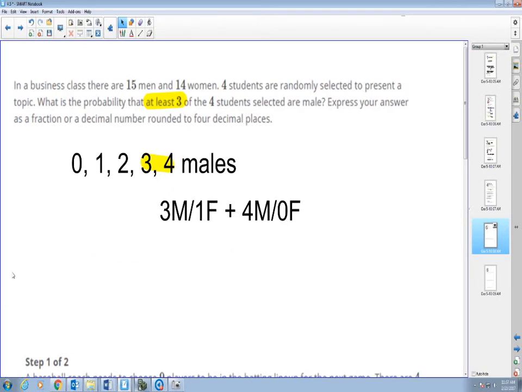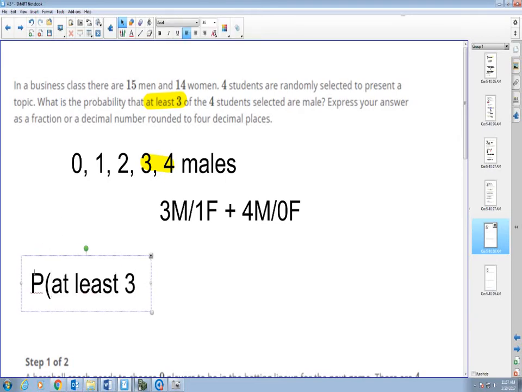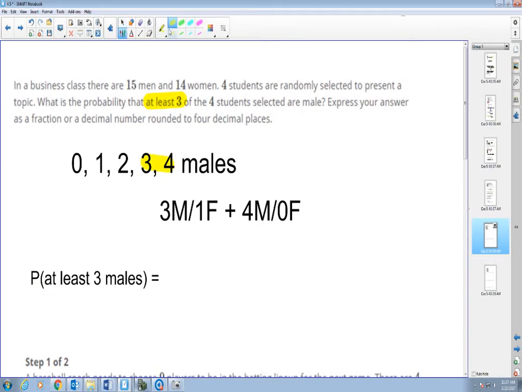So I'm going to put it right here. This problem is asking what is the probability of at least 3 males. So that will equal how many ways I can select 3 males out of my total possible outcome. My total possible outcome: there are 29 students, and I'm only going to choose 4 of them. That will be my total possible outcome of all possible scenarios together.